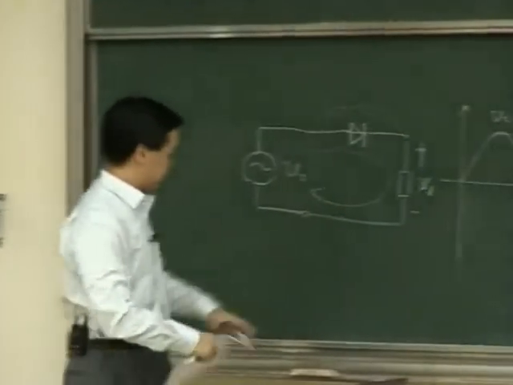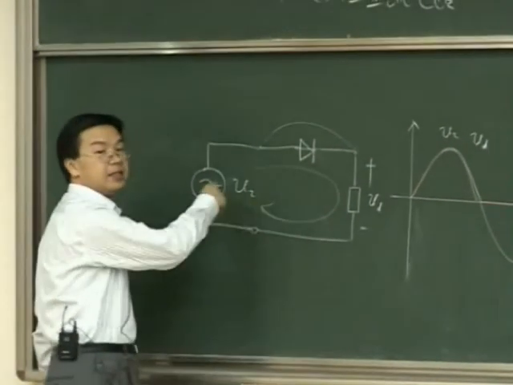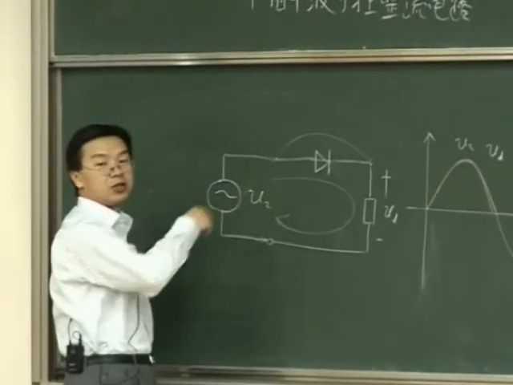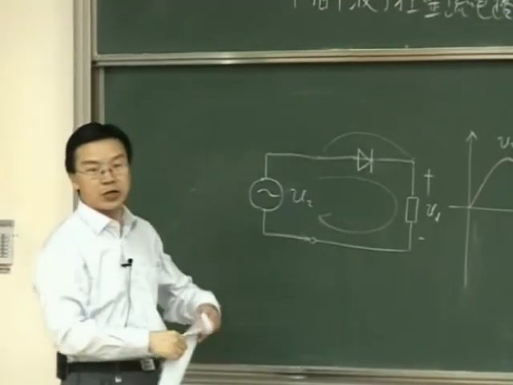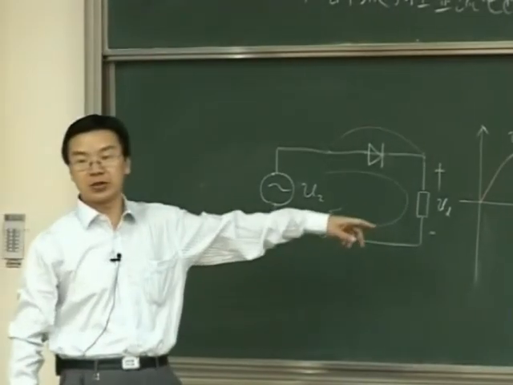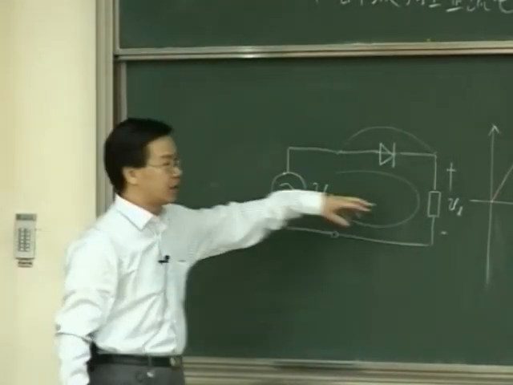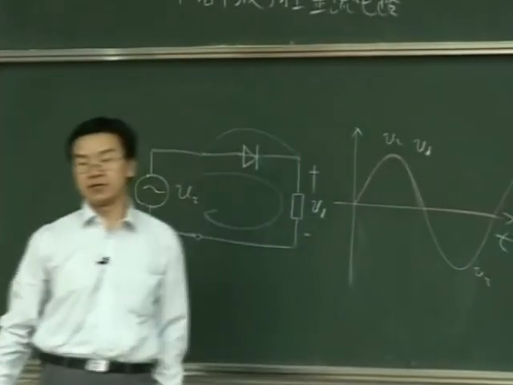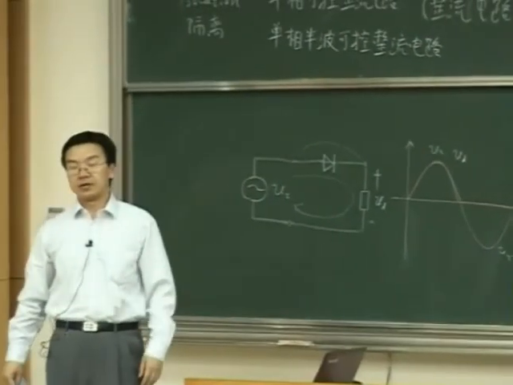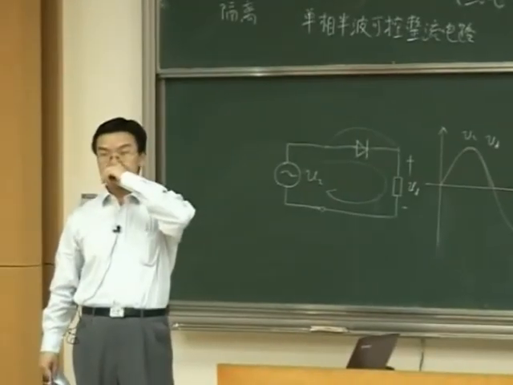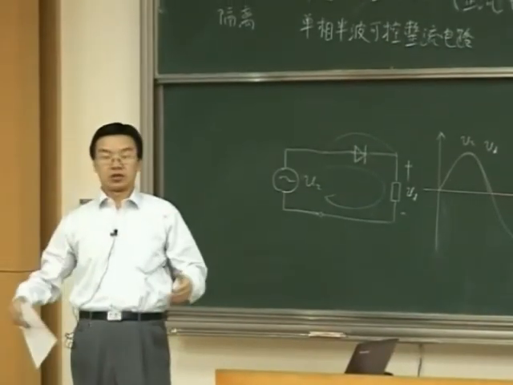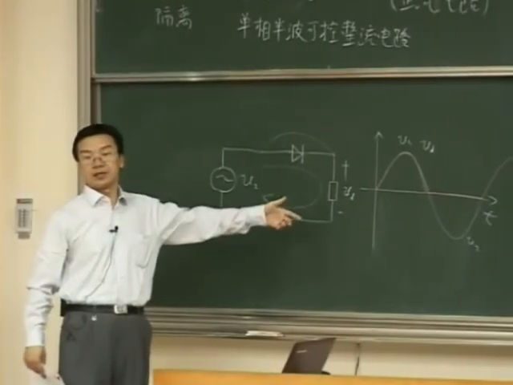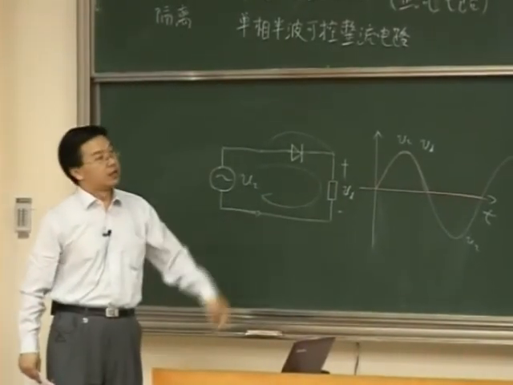This is called a single phase diode rectifier or uncontrolled rectifier. Why is it called a rectifier? Why can this be called a rectifier? Input is AC, output is DC, no negative voltage anymore. So that's called a rectifier. And it's called single phase uncontrolled. We cannot control that rectifier.